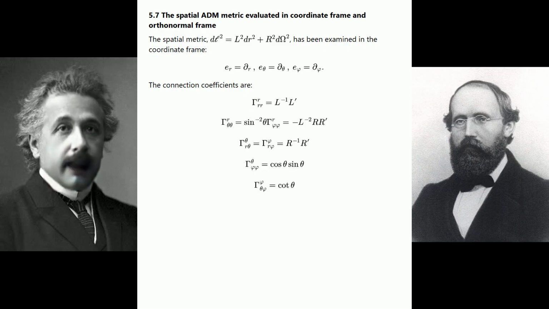5.7 The spatial ADM metric evaluated in coordinate frame and orthonormal frame. The spatial metric d script l squared equals l squared d r squared plus r squared d normal omega squared has been examined in the coordinate frame. See the equation. The connection coefficients are, see the group of equations.